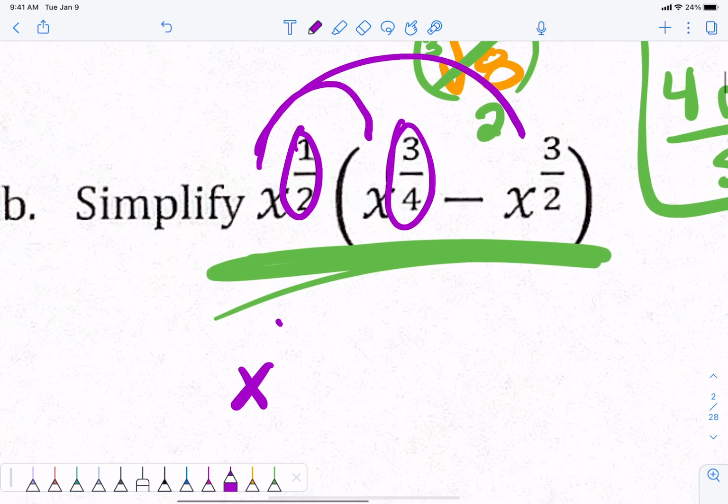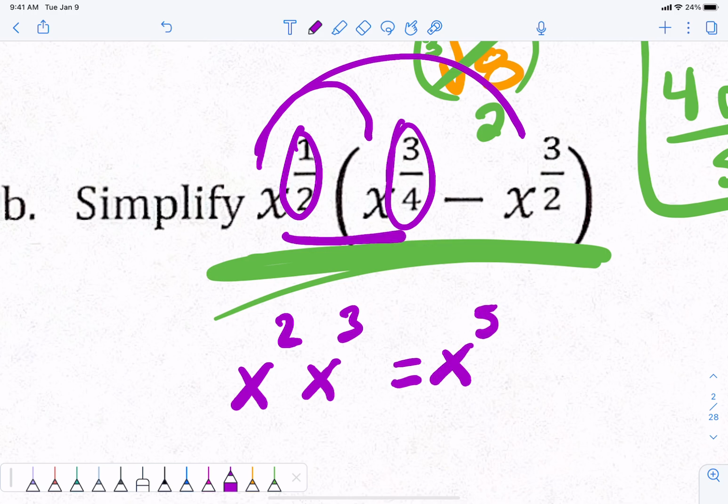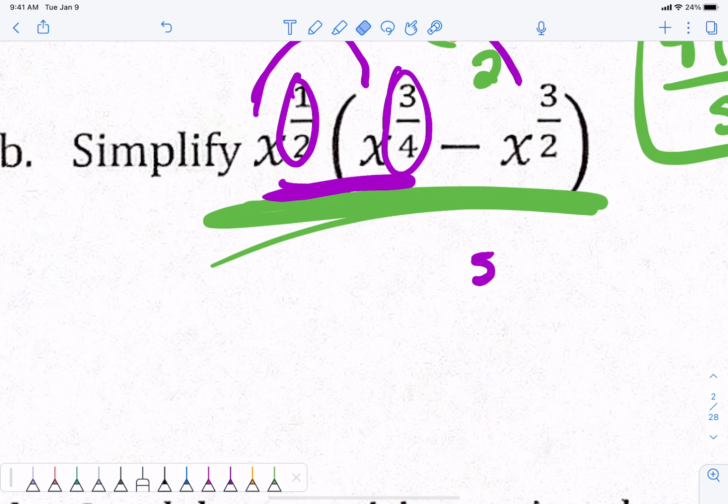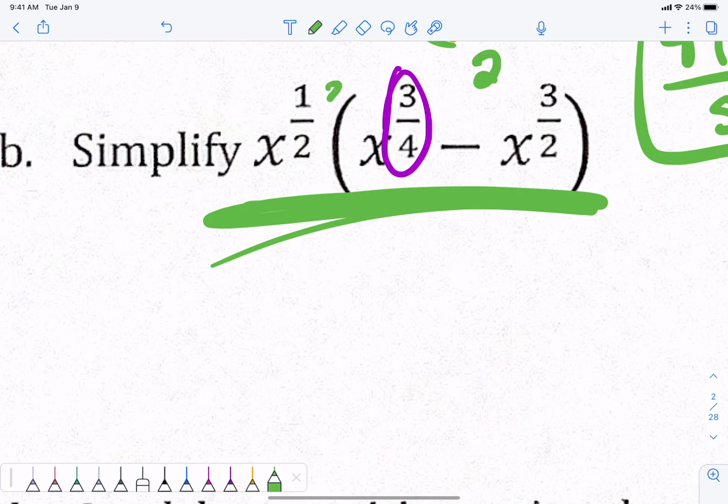Because if it's x squared times x to the 3rd, you add those exponents, right? X to the 5th. Those are right next to each other, so you add. You're adding 1/2 and 3/4. If I put it in terms of fourths, 1/2 is really 2/4, so 5/4. And then 3/2 minus 1/2 is 2/2, which is 1.